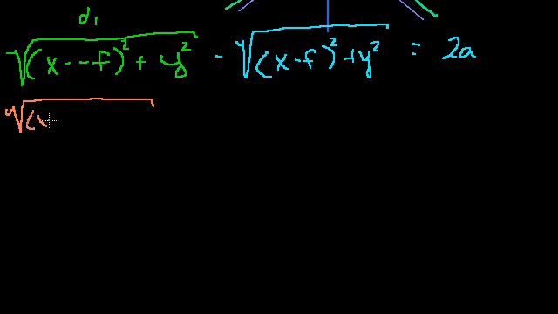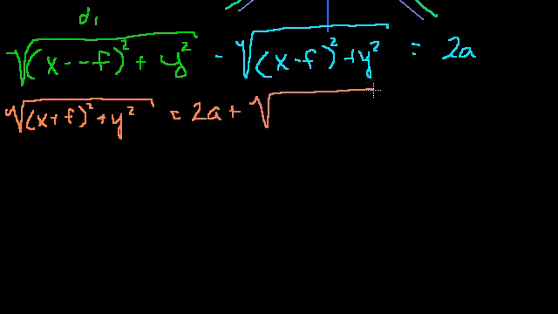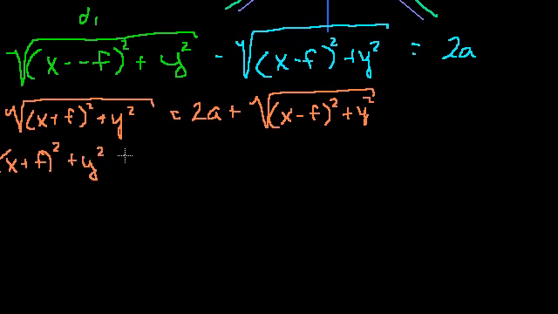This becomes (x + f)² + y² = 2a + the square root of (x − f)² + y². Now, to get rid of these radicals, let's square both sides of this equation. The left-hand side, if you were to square it, just becomes (x + f)² + y². And then to square this, we square the first term, which is 4a².